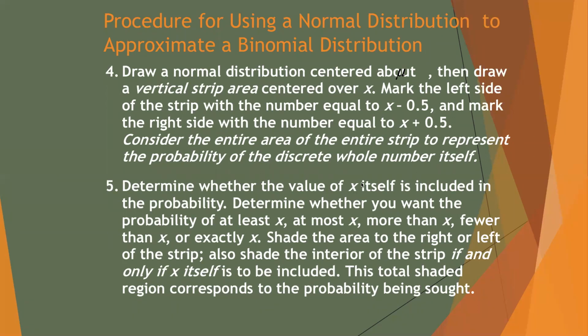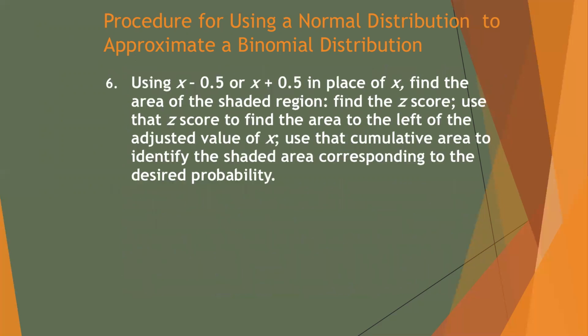Step 5, determine whether the value of x itself is included in the probability. Determine whether you want the probability of at least x, at most x, more than x, fewer than x. One reason why I'd like to talk about this too is there's a really good visual to understand at least, at most, more than, fewer. Some of you guys, I think, get tangled up on those words. But again, try to make them simple. Think in simple examples like, did you get at least 2 right on a quiz out of 10? You're like, I got 3. So you got at least 2, right?